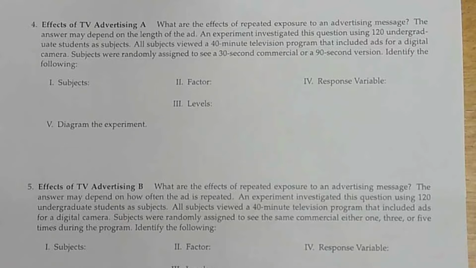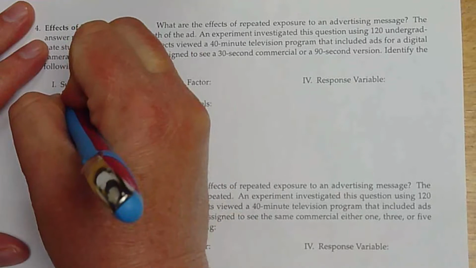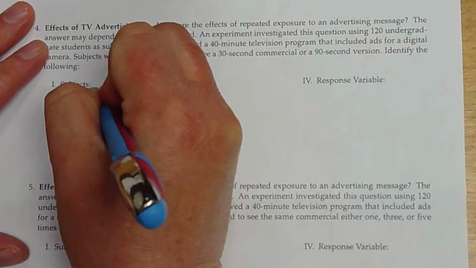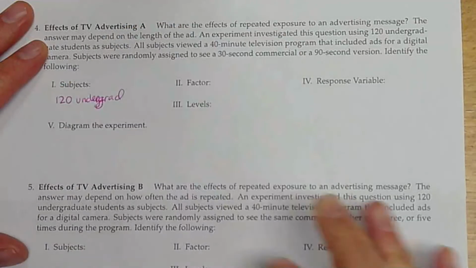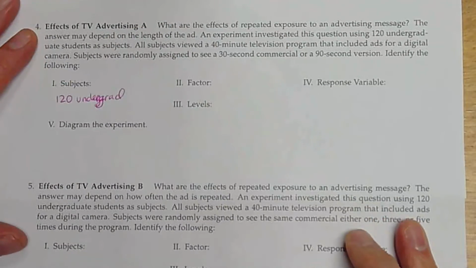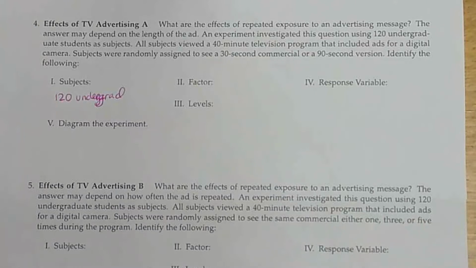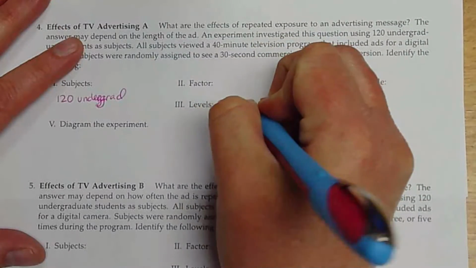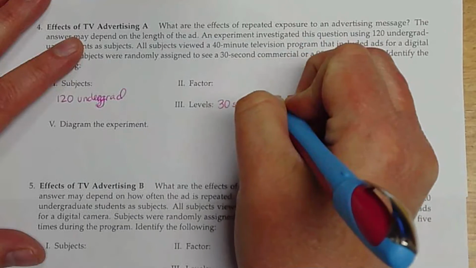And then we're going to identify the following. So the first thing is, who are the subjects here? So our subjects are going to be the 120 undergrad students. Okay, and then what did we do to them? And so the answer to that is we had them watch these commercials, right? So we had either a 30-second commercial or a 90-second commercial.